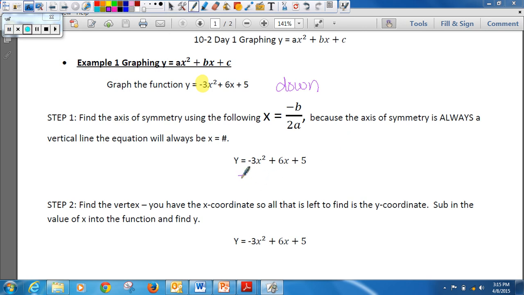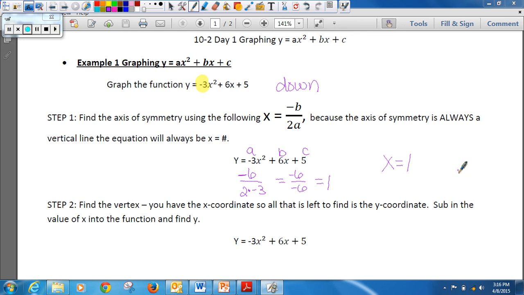So negative b, if I write up above here, negative 3 is a, 6 is b, c is 5. So negative b would be negative 6 over 2 times a, which is negative 3. That would give me negative 6 over negative 6, which equals 1. So my axis of symmetry is x equals 1.